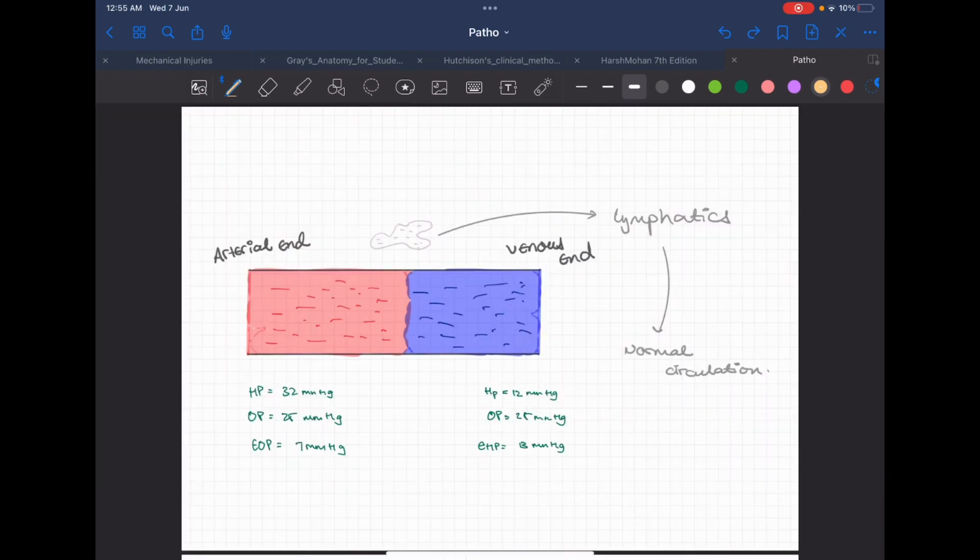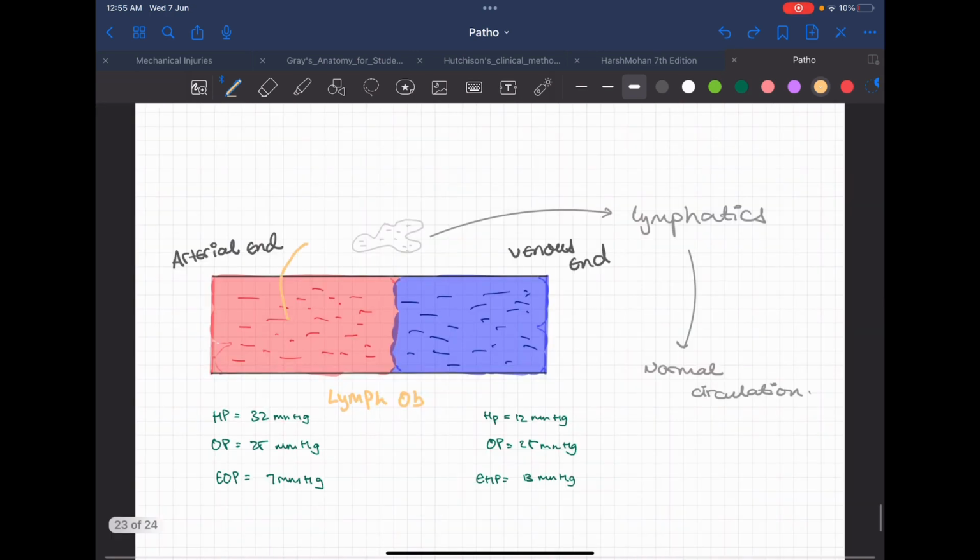Third mechanism is lymphatic obstruction. In this exchange of tissue fluids from capillary to interstitial space, there is some fluid that is left in the interstitial space which moves back to lymphatics and enters the normal circulation. But what if this lymphatics is blocked? Yeah, it won't be able to enter the normal circulation anymore, due to which there is a causation of edema.